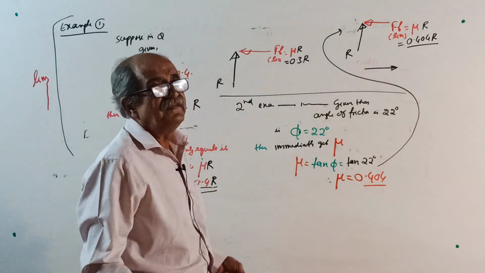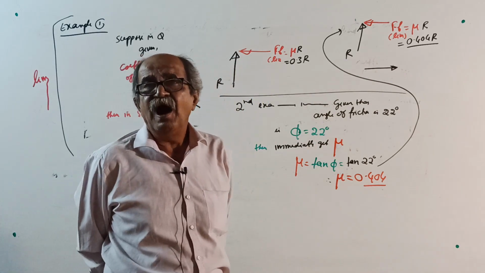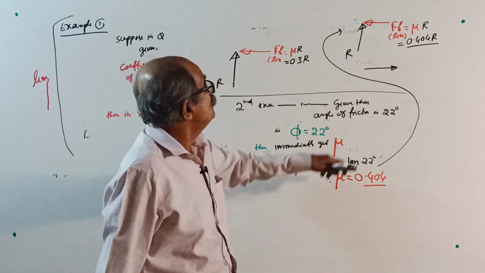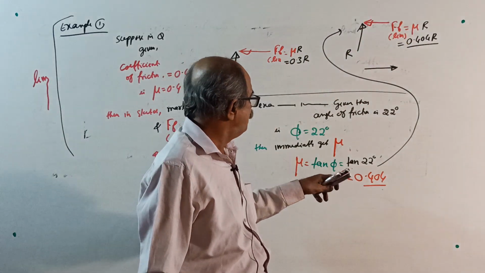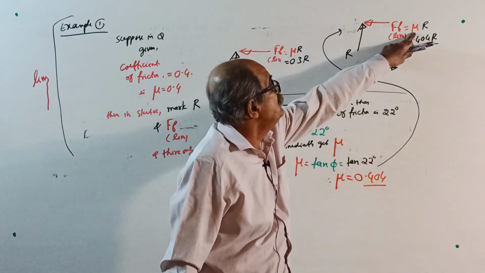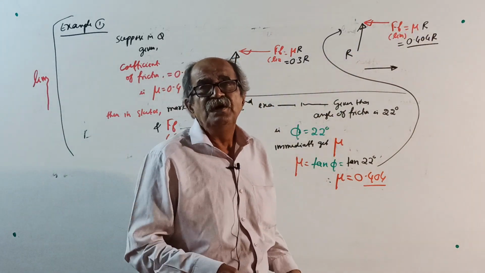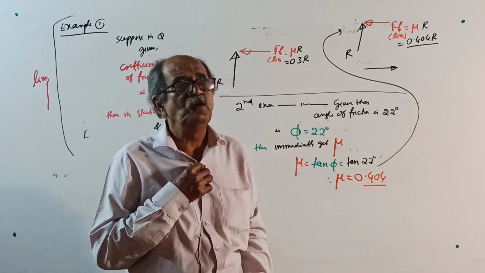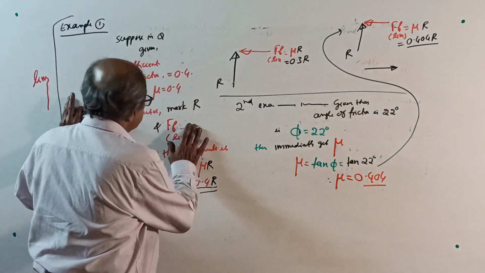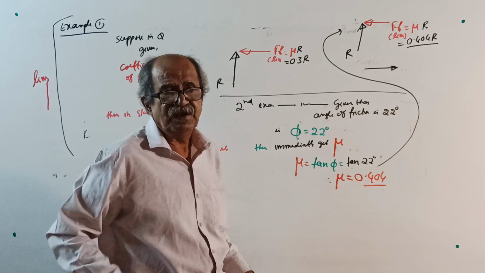And other examples I won't give. If they ask you to find mu, you maintain mu R, find mu. If they ask to find phi, still maintain mu R, find mu, then phi, the angle of friction, is tan inverse of mu. That you already know. Okay. This is the first part. I'll go to the second part of today's class.